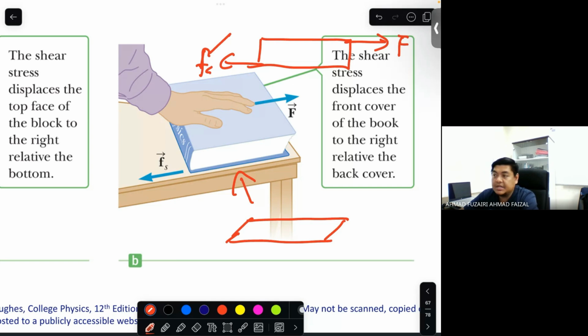Remember that in the shear stress, the applied force is parallel to the cross-sectional area, and in tensile stress, the force is perpendicular to the cross-sectional area. So the equation should be like this one.